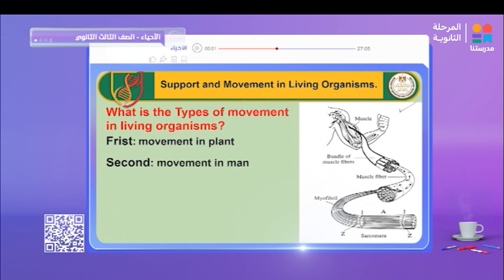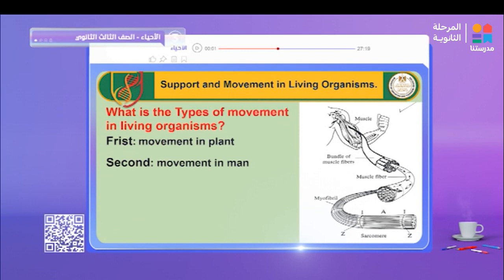Another type of movement, first inside the plant: awakeness and sleeping movement. When you touch the plant leaflets, they approach each other. Then when the external stimulus is removed, they return to their normal positions. So it is called touching movement in the plant. Awakeness and sleeping in the plant depend on osmosis.